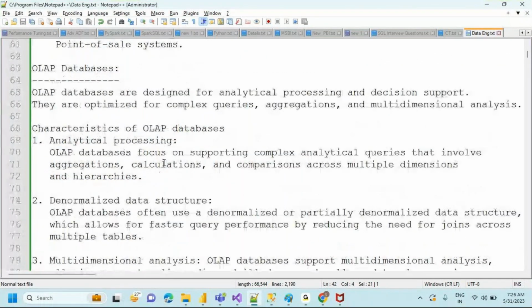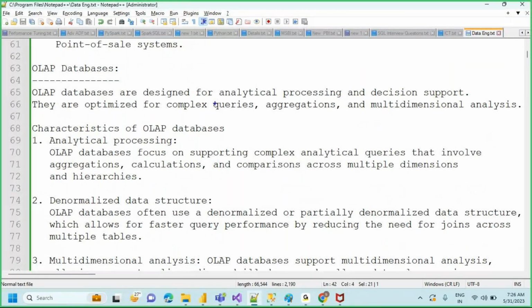And the OLAP system, also just to give the differences. The intention of this particular system is to do analytical processing. If you wanted to take business decisions, then we need to have an OLAP database. So this is the place, our destination. Our destination is OLAP databases, our OLAP systems. So this is going to have higher level data.